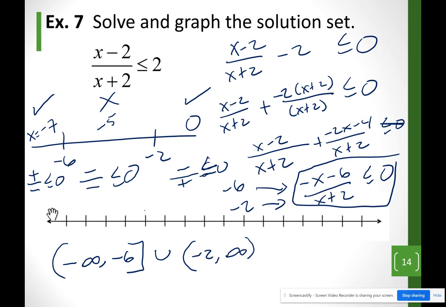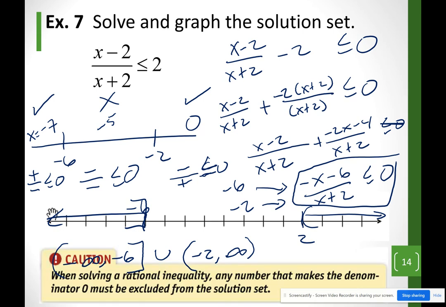Now, if I was to graph this, this is my negative 6. Let's call this my positive 2. When solving a rational inequality, any number that makes the denominator 0, so any number that makes the bottom equal to 0, must be excluded from the solution set. That's why I put a parenthesis.